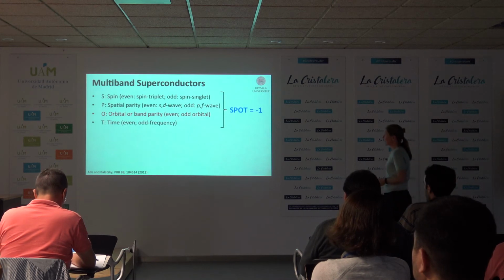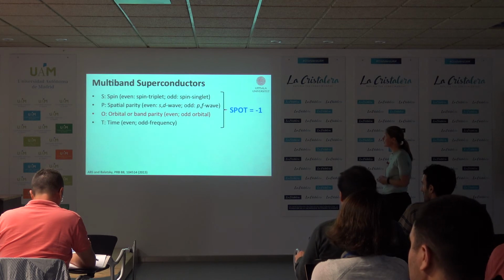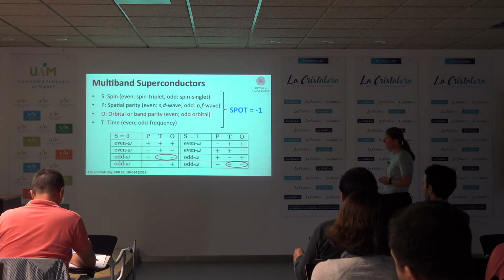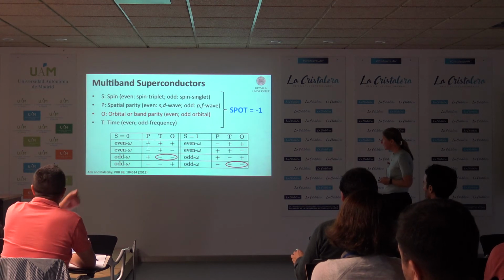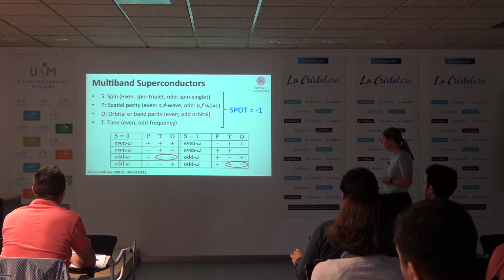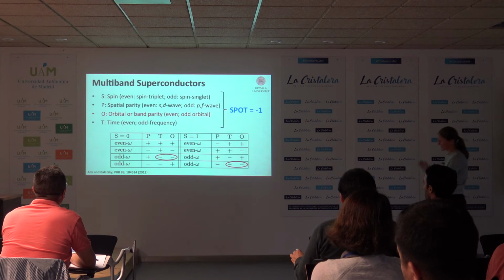So then you actually have a classification. You have to think about what is your spin, what is the spatial parity, what is the orbital parity, and what is time, and it needs to be -1 upon this. So you can make a little table. This again says if you have a spin singlet, you can be even in parity, odd in time and odd in orbital, or you can have spin triplet p-wave with a minus, odd in time, odd in orbital, for example. But there's 8 different classes.